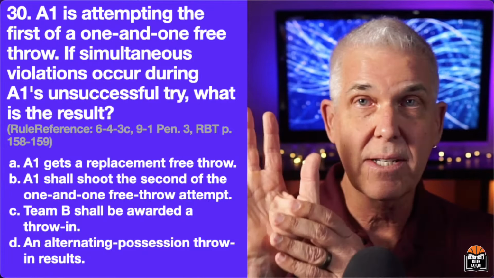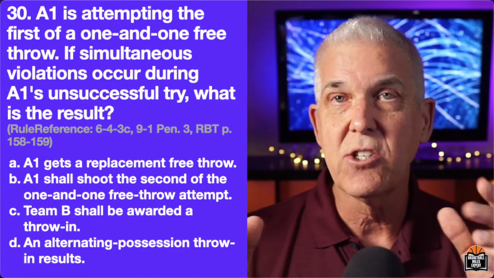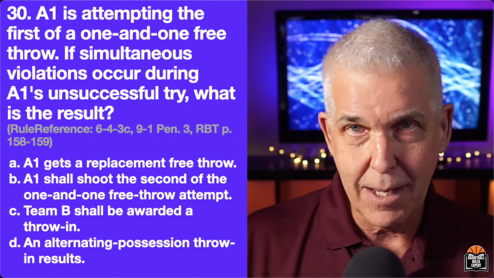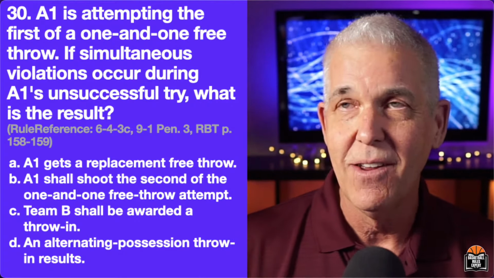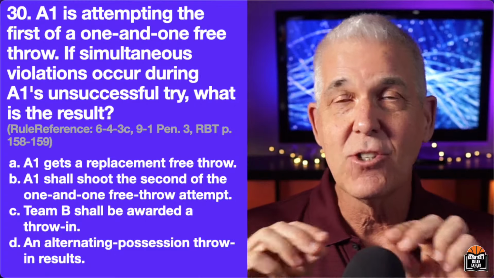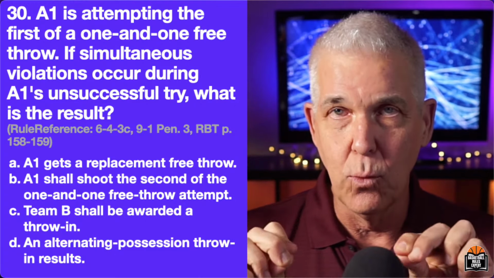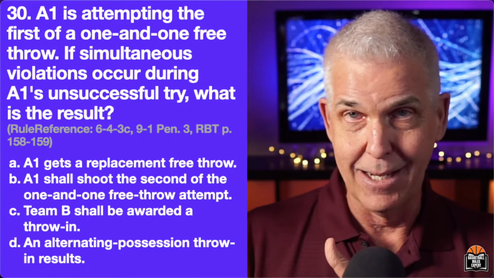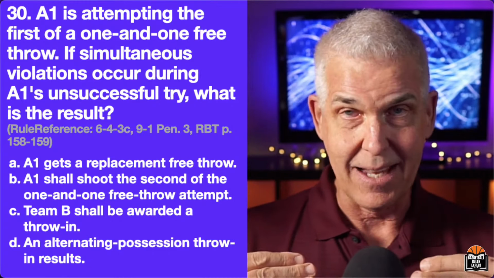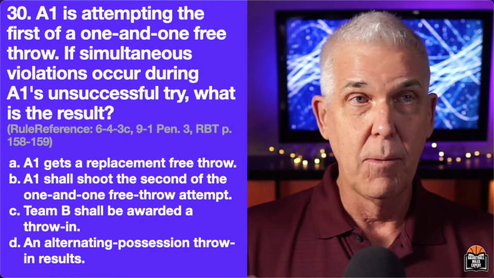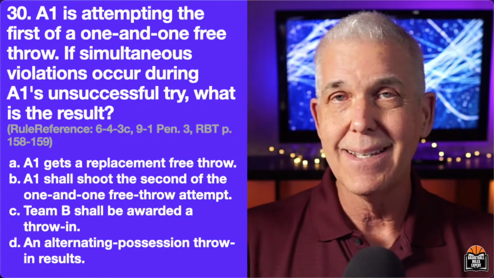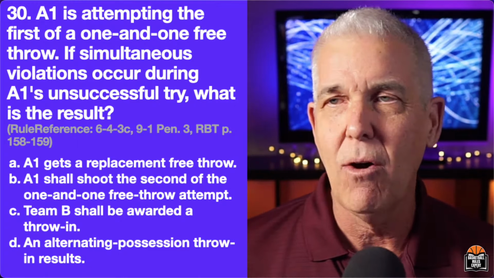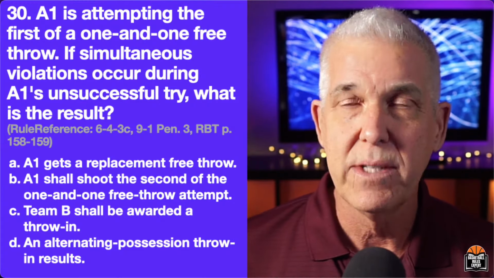Okay, free throw attempt, simultaneous violations by players in marked lane spaces. When there are simultaneous violations, the free throw has ended by rule. So the first of a bonus free throw scenario has ended by rule. What happens next? There is no second free throw. The ball is dead. Who gets the ball? In this instance, we are going to go to the possession arrow for the resulting throw-in. D, an alternating possession throw-in results.